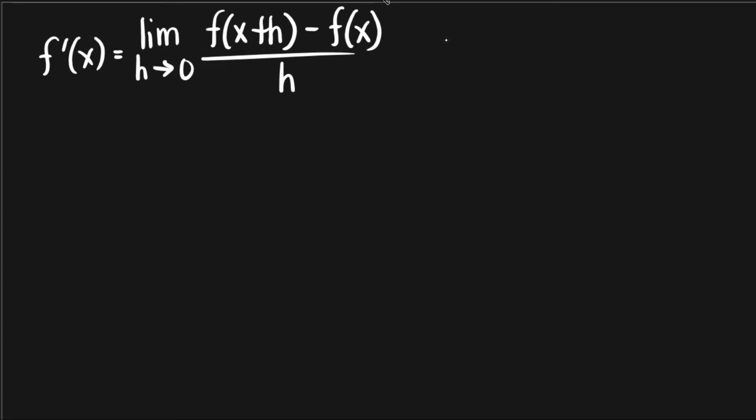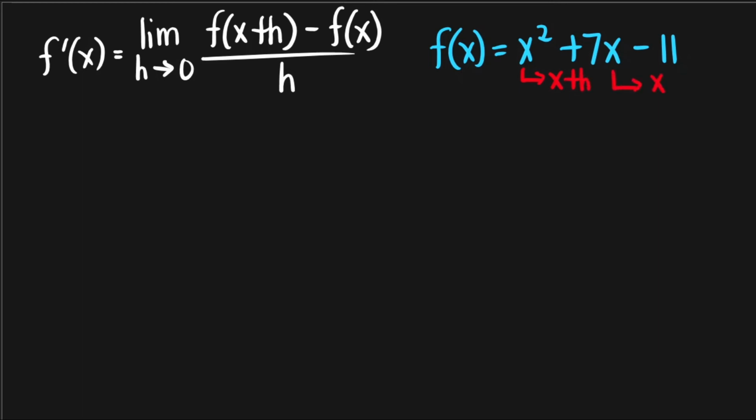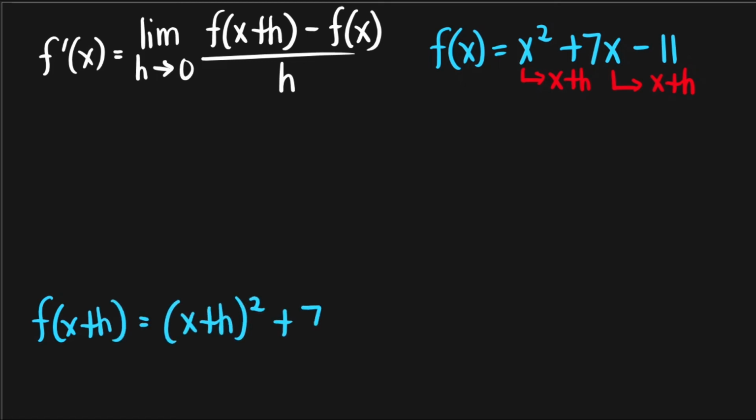Let's move on to our next example. Say a quadratic equation x squared plus 7x minus 11. How to find its derivative? Go ahead and figure out how to solve this equation. Now we're gonna replace variable x with x plus h to find f of x plus h. It should be equal to x plus h squared plus 7 times x plus h minus 11.